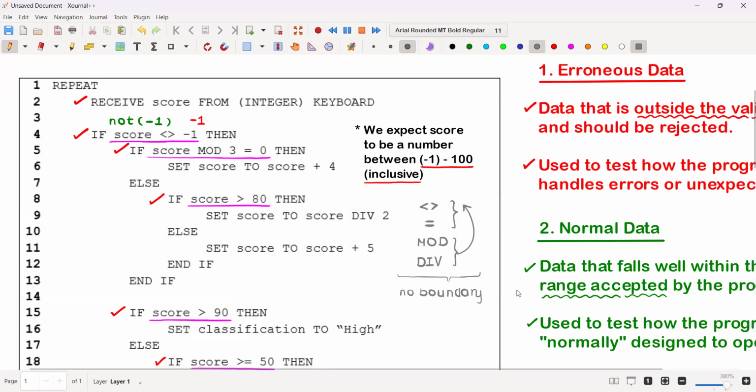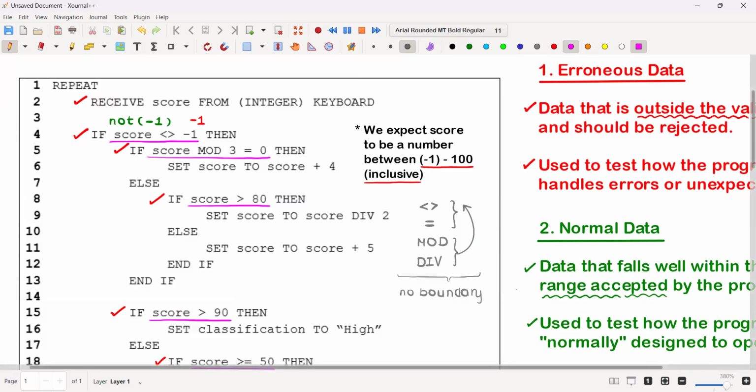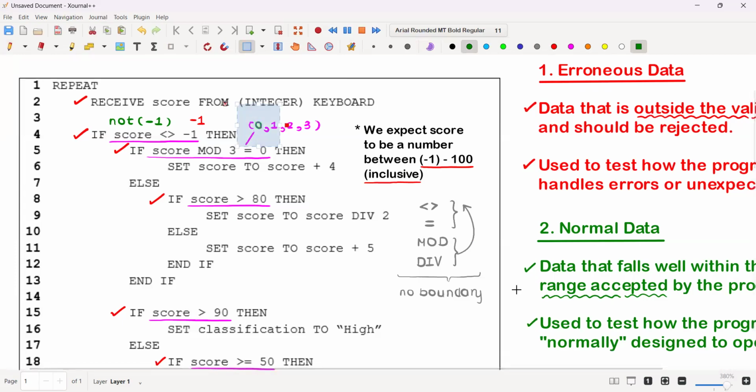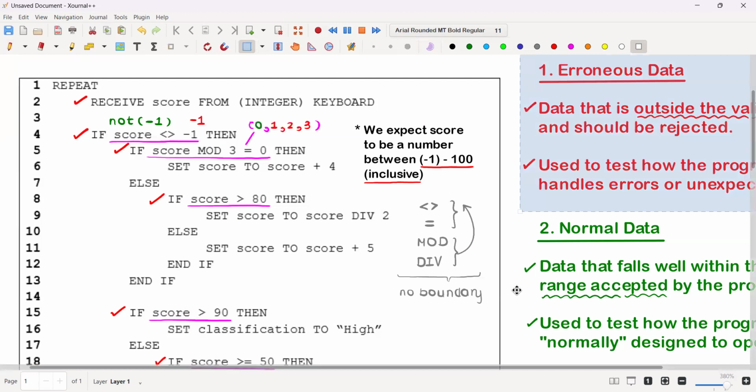The same goes for this score mod 3 equals 0 expression, the second condition. This is a categorical output, right? The score mod 3 could either be 0 or 1 or 2 or 3, in which case 0 is the accepted value, and all the others are not accepted. Here also, you really don't have a boundary per se because there's no range. So it's either normal or erroneous. For both these if conditions, there's no boundary because they lead to a categorical, true or false, one or the other output.